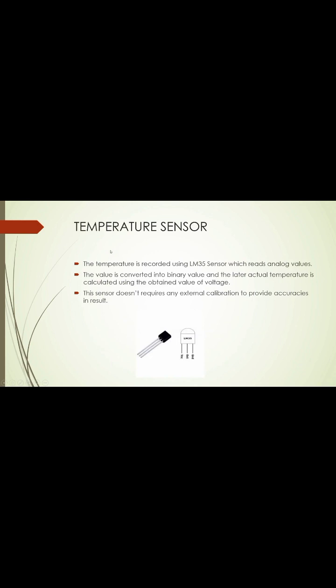Next, temperature sensor. The temperature is recorded using an LM35 sensor, which reads analog values. The value is converted into a binary value, and later the actual temperature is calculated using the obtained value of the voltage. This sensor does not require any external calibration to provide accuracy in the result. As you can see in the figure, this is an LM35 sensor.